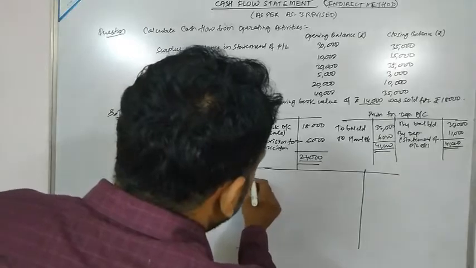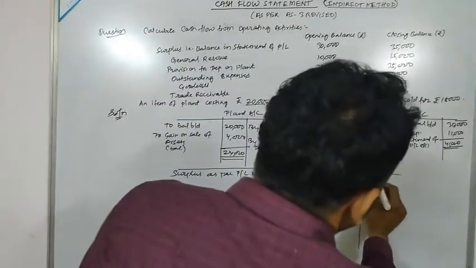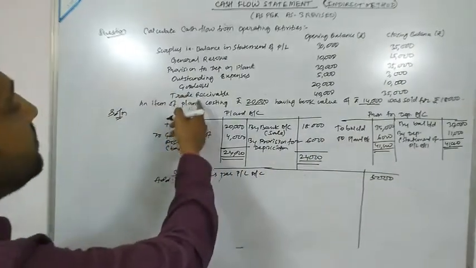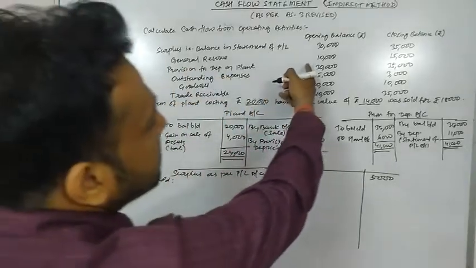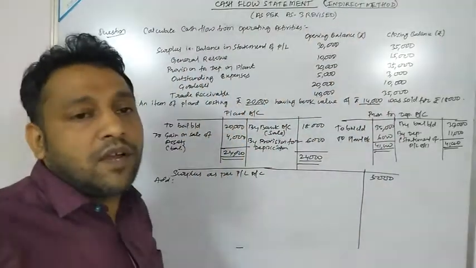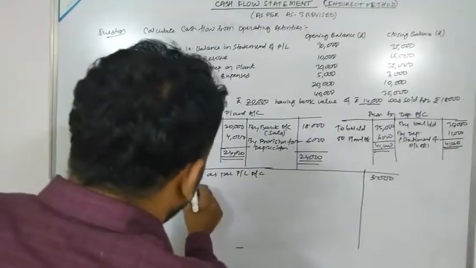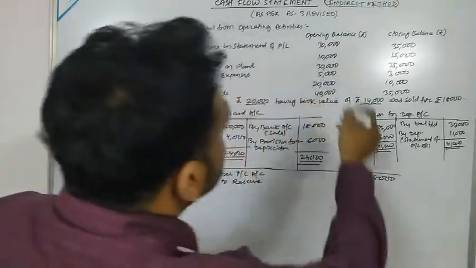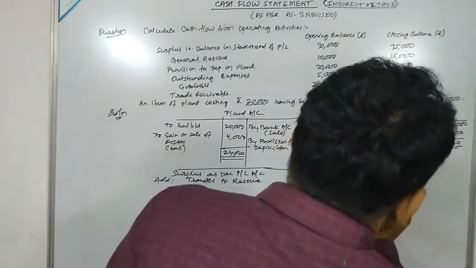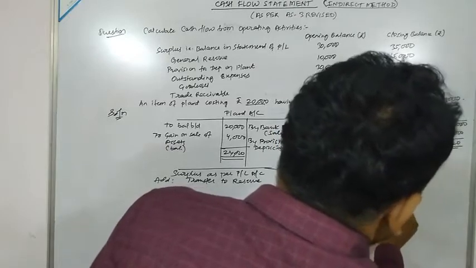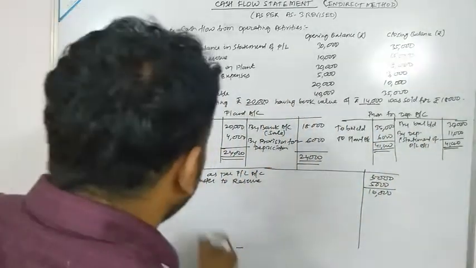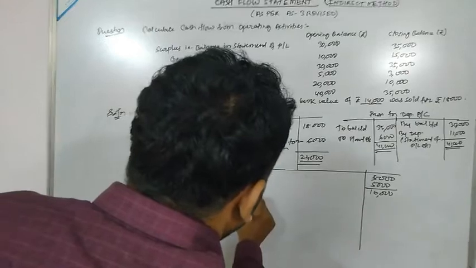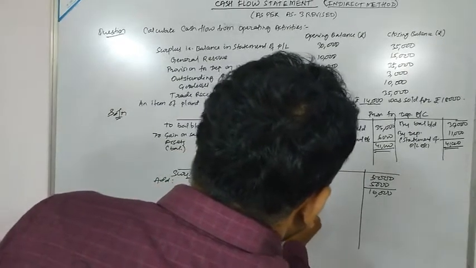Surplus as per profit and loss account. How much is the surplus? Surplus is your 5,000. Again we have to add the item of reserve. General reserve was 10,000, and now it is 15,000. That means add transfer to reserve. How much is the amount? Amount is again 5,000. So total amount is 10,000, and this 10,000 would be your net profit before tax and extraordinary items.